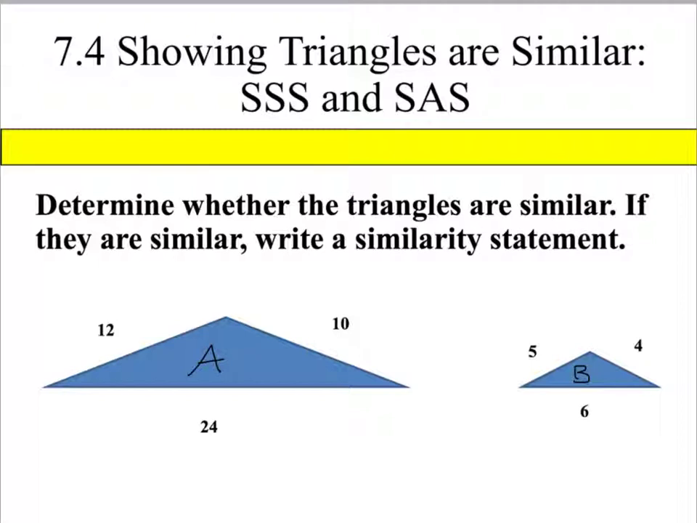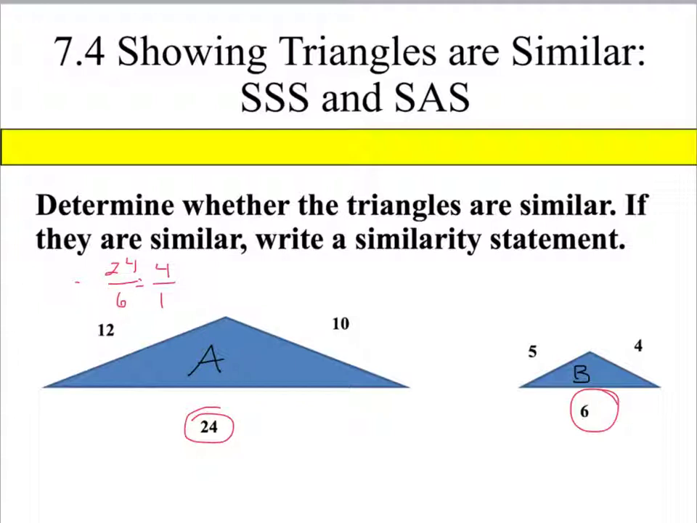All right, give this one a shot. The very first one, again, I start with the longest side. My longest side of triangle A is 24. My longest side of triangle B is 6. So that means I have 24 over 6. What is the scale factor on that? 4 over 1, because I can divide each one by 6. So that's my very first one. How about the second one?